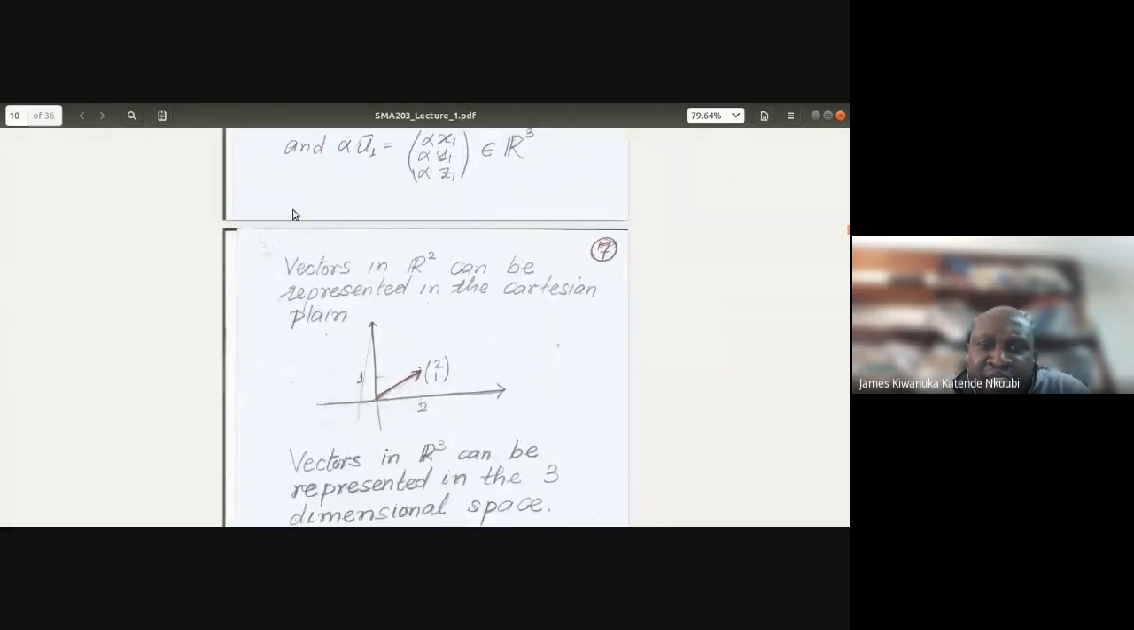So the next thing we note is that if we consider vectors in R2, they can be represented in the Cartesian plane. Like this vector (2, 1), simply represented by the vector whose terminal point is at the point whose coordinates are 2 and 1, where x is 2 and y is 1.